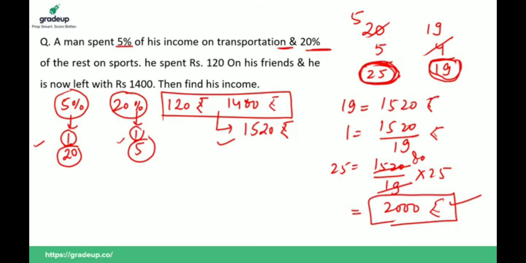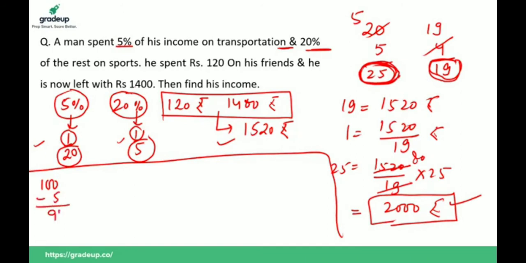Or you can do it by the other method also. Let's take the other method. Don't worry. Let the income be 100. He spent 5% of his income on transportation. Now you're left with 95. And 20% of the rest on sport. 20% of this is 19. Now we are left with 76. So this 76 will be equal to 1520 rupees.